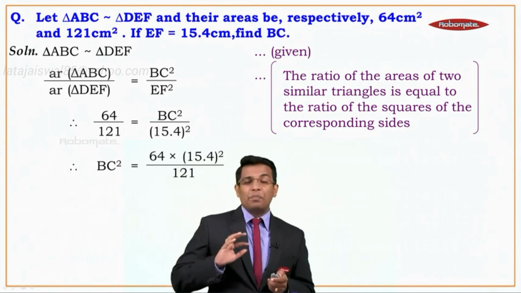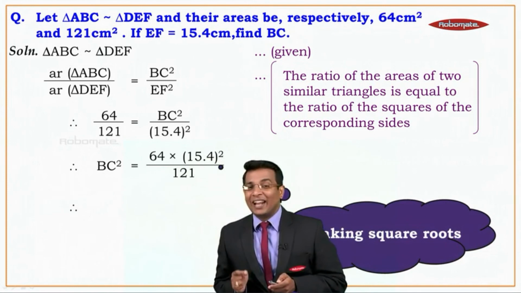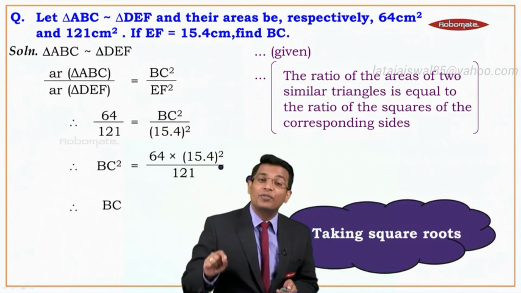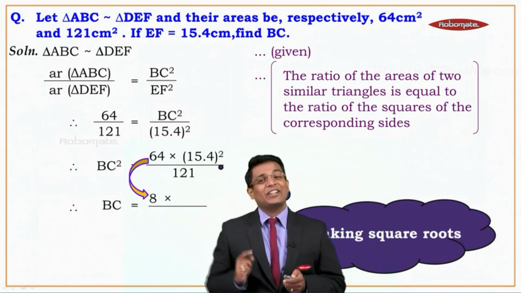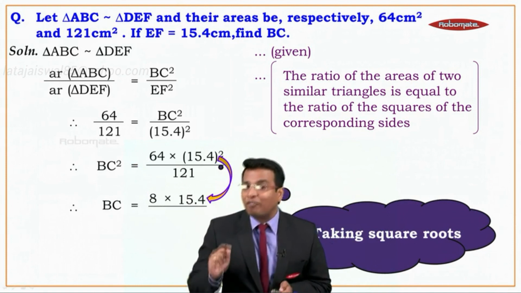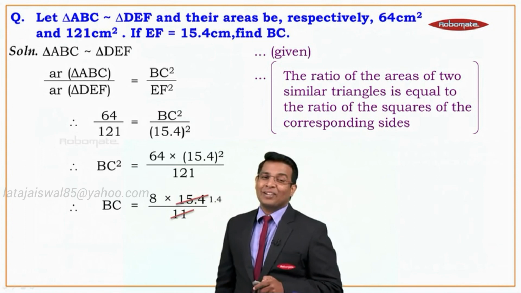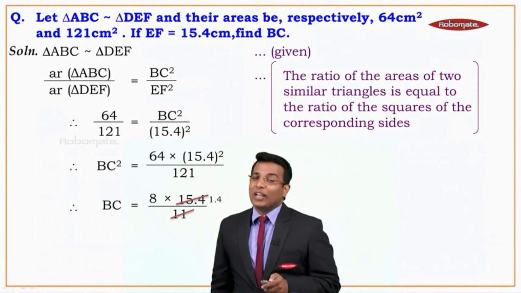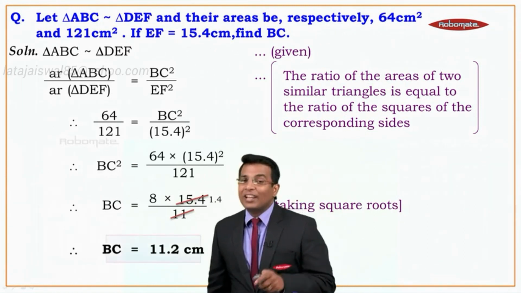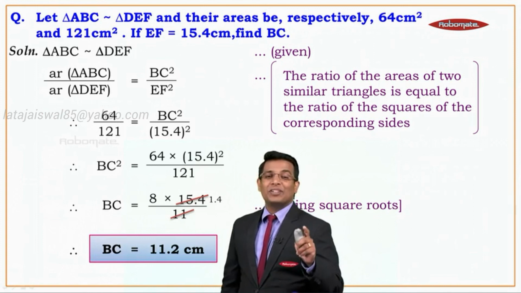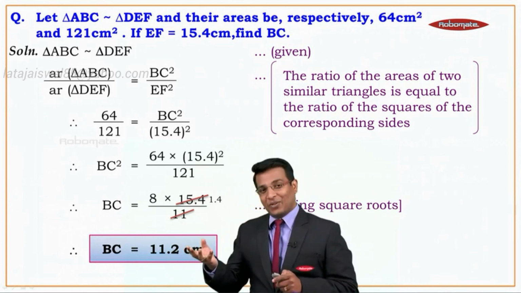We got that. Now we're going to solve. We don't want BC square, we want only BC. So we're going to take the square root on both sides. On taking the square root, we get BC is equal to the square root of 64, which is 8, times the square root of 15.4 the whole square, which is 15.4, upon the square root of 121, which is nothing but 11. Now we can do the cancellation. 11 ones are 11, and 11 1.4s are 15.4. So now we get 8 into 1.4 is the value of BC. So we get the value of BC as 11.2 centimeter. That's the sum. Wasn't that easy? Now we have understood the application of that particular concept, right?